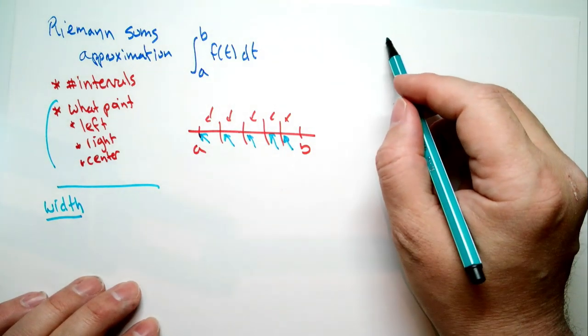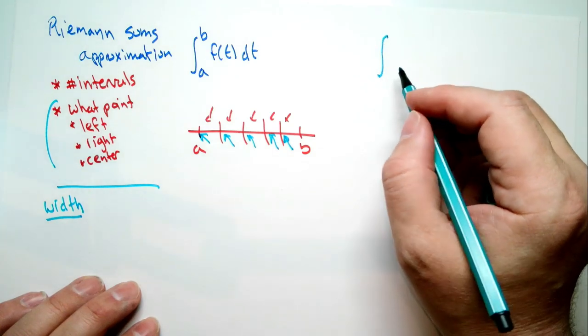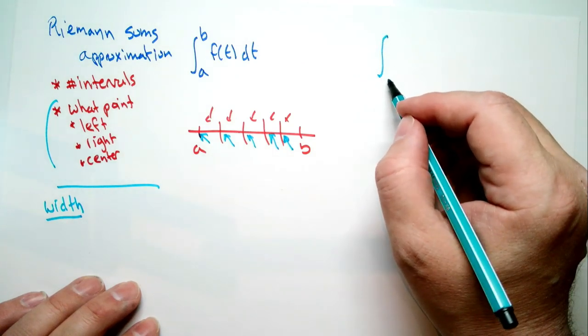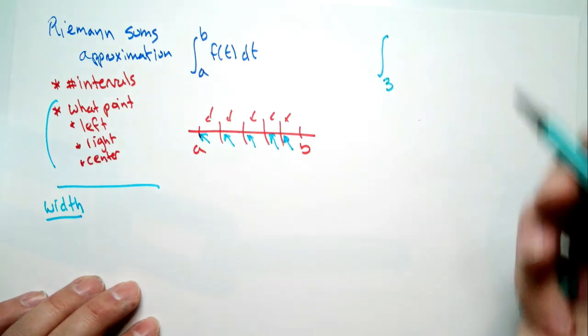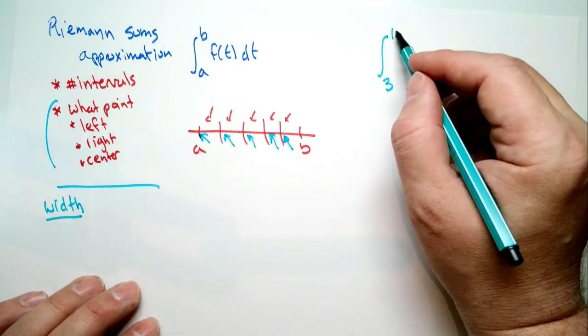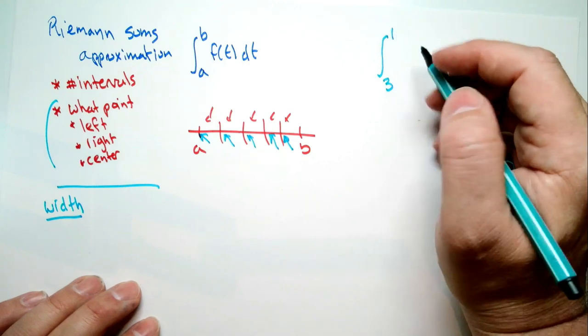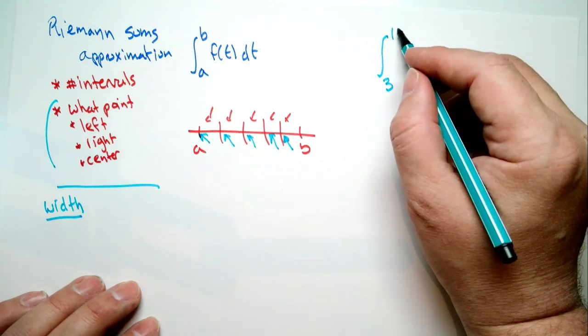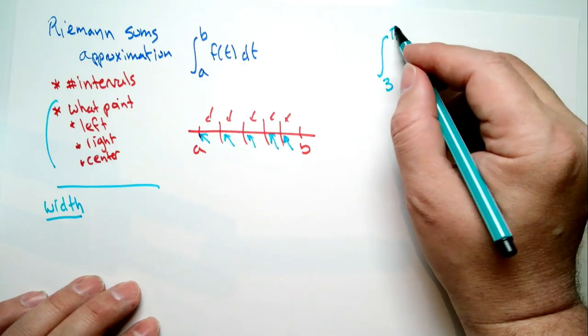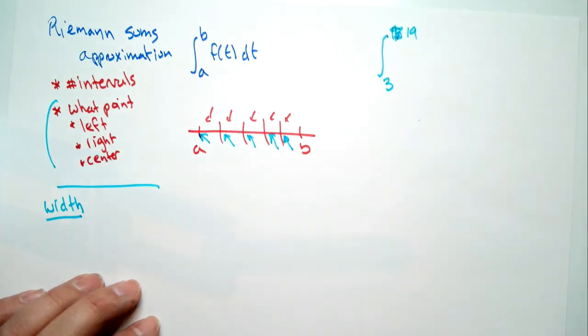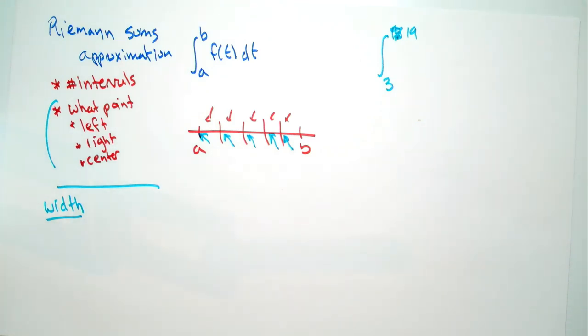So what do I mean? Let's make it really concrete. So I want a specific example. So suppose we were going, say, from 3 up to 12. No, that's not enough. 3 up to 15. That should be enough. Now let's go up to 19. 3 up to 19. There we go. Now we have something.